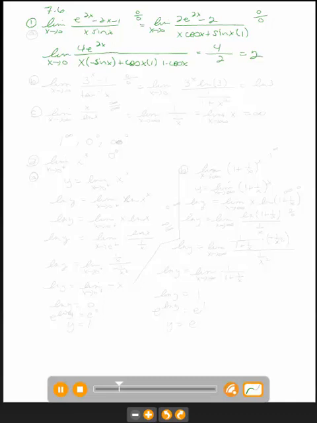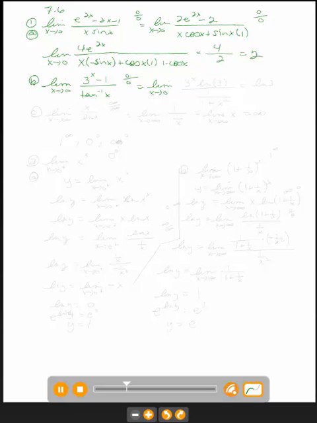Part B. This was part A. Part B, they want us to take the limit as x approaches 0 of 3 to the x minus 1 over arctan of x. If I stick in the 0, I get 3 to the 0, 1 minus 1 is 0 over, when is the tangent 0? At 0. So I'm going to use L'Hopital.